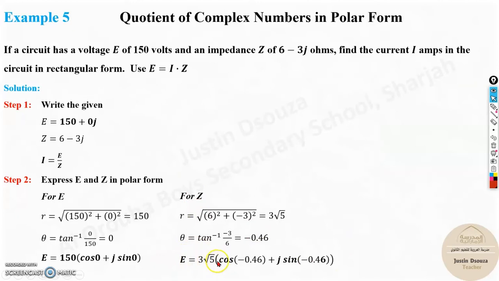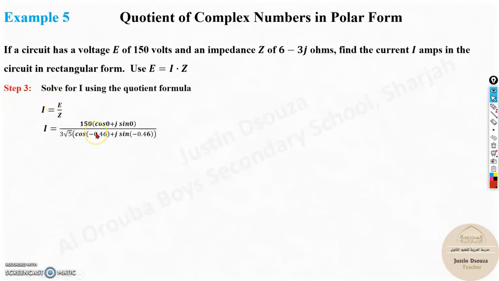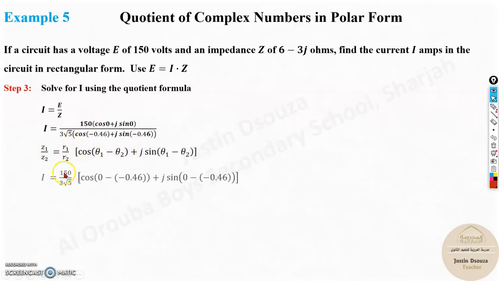That is the radius cos theta plus i, or now in this case it's j, the imaginary part, j sine theta. Okay, what next? Now we need to find the division between E and Z, right? Let's do that. So divide them. 150 is the R1, 3 root 5 is the R2. So now let's divide them. Use the formula and divide it. So all you need to do is 150 by 3 root 5.